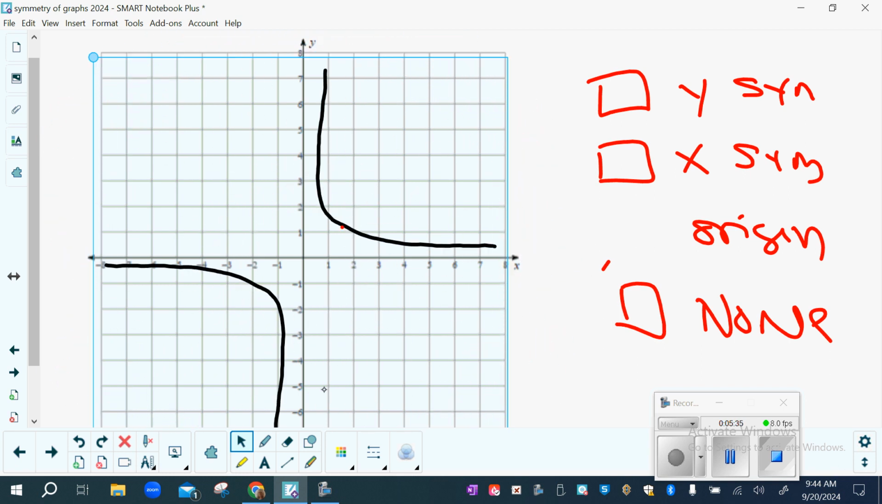180 degrees. And look, I did that. That's impressive. I'm right back to where I started from. That means it has point origin symmetry. We use those words correctly. Point origin symmetry. Can you make it go around?